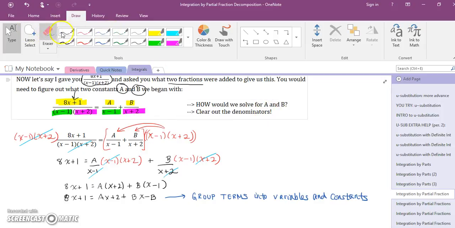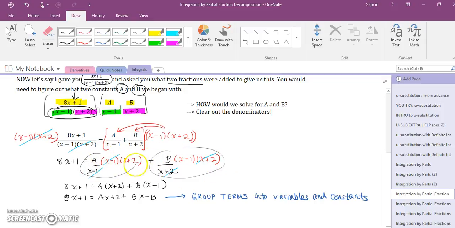Now, there's a technique that you can do here. You can clear out the denominators by multiplying each side by this common denominator. So I did that in red here. I multiplied by x minus 1 times x plus 2 on each side of the equation. Now, on the left-hand side, it completely cancels out. I just have 8x plus 1. On the right-hand side, I distributed to the first fraction and the second fraction, giving me this and this. And on the first fraction, the x minus 1's cancel. On the second fraction, the x plus 2 cancels. So I'm left with this here. Now, if I distribute the A and the B, I'm left with this right here.